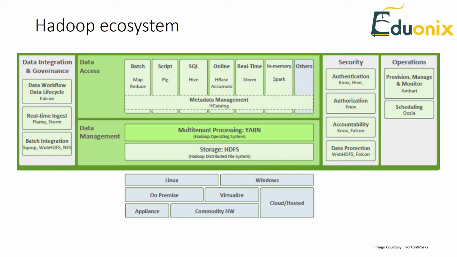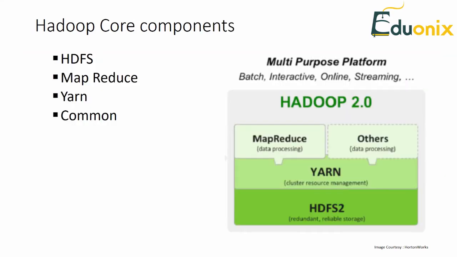Let's now look at the core components of Hadoop. We should understand that the Apache Hadoop Software Library is a framework that allows for the distributed processing of large data sets across clusters of computers using simple programming models. It is designed to scale up from single servers to thousands of machines, each offering local computation and storage. The 4 main components include Hadoop Distributed File System, Hadoop Yarn, Hadoop MapReduce, and other common utilities.